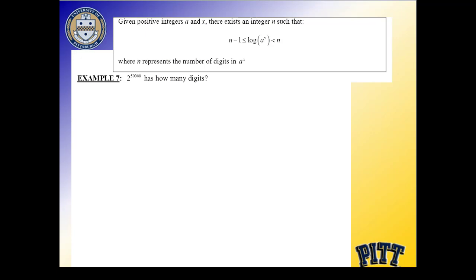So in this kind of situation, we're going to use a premise that we have up here. It says, given positive integers a and x, there exists an integer n such that n minus 1 is less than or equal to the log of a to the x power, which is less than n, where n represents the number of digits in a to the x power.